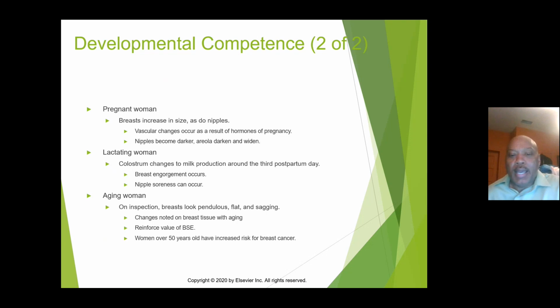Right. Look at the aged woman. We're inspecting the breasts. They do look pendulous, flat and sagging. Unfortunately, as we get older, the body changes. Changes noted on the breast tissue with aging is something we have to document. We are reinforcing the value of doing a self breast examination. Still very important because these women can develop breast cancer even as they age.